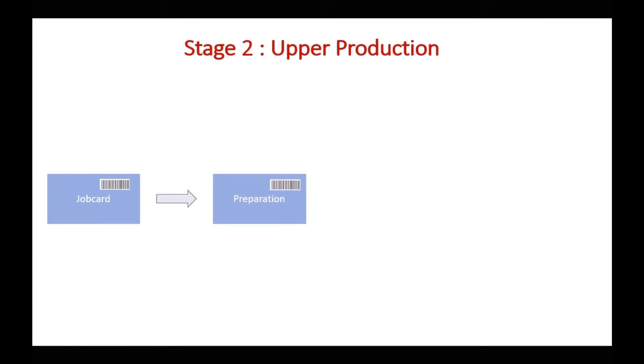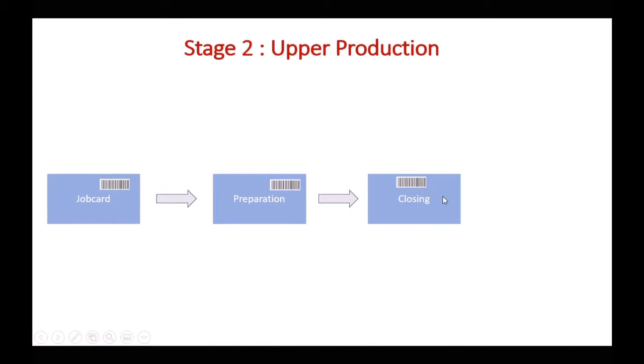This upper production starts with a job card. It will be a 10 pair job card or a 12 pair or a 50 pair job card, depending on the style. So the job card goes to the preparation. If it's a 10 pair job card, all the cut components for the 10 pair are bundled, and then it goes to the preparation stage.